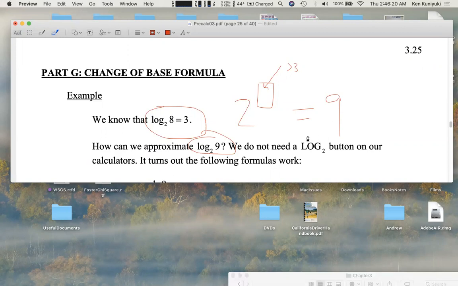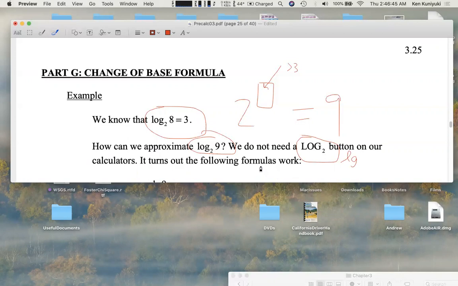Okay, well, unfortunately, we don't have a log base 2 button on our calculators. By the way, in computer science, log base 2 is very popular. It's very common because they deal with base 2 a lot in computer science. Sometimes they refer to this as the LG function, like a binary log function.